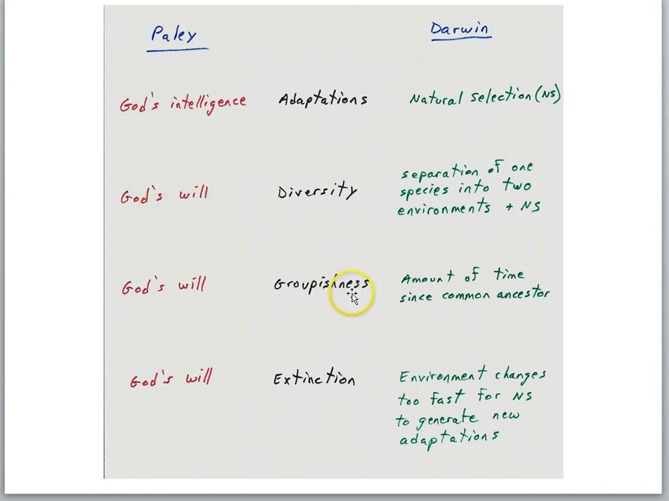What about groupishness? Why can we categorize species into groups based on similarity? Again, Darwin's going to say that the amount of time since the common ancestor is a key factor. Species with recent common ancestors are going to have a lot of similar characteristics, and so we will tend to classify them into a group.